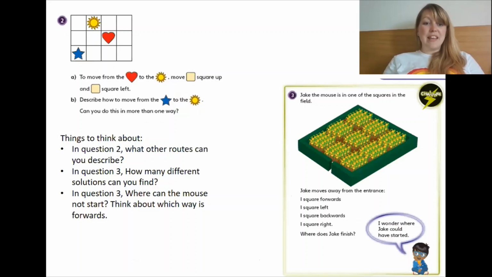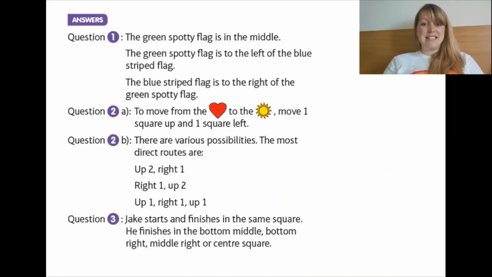So, here are some more questions to do independently. In question 2, what other routes can you describe? In question 3, how many different solutions can you find? Is there more than one? But also in question 3, where can the mouse not start? And also think about which way is forwards for the mouse. Pause the video now and answer these questions. Here are the answers. Did you get it right?